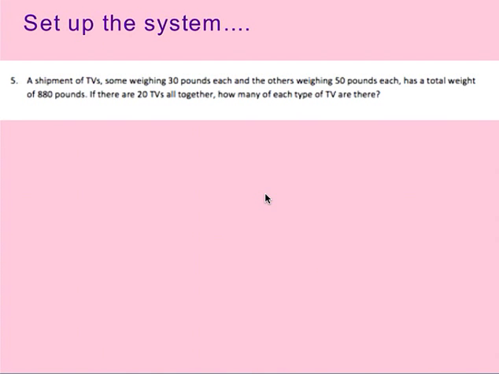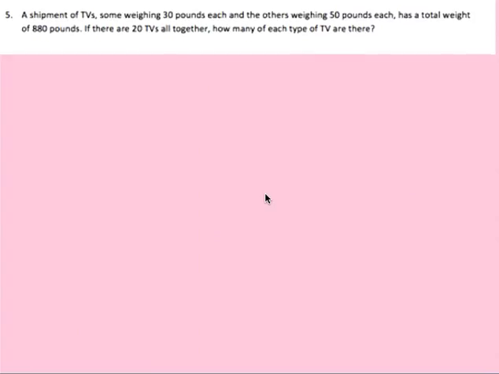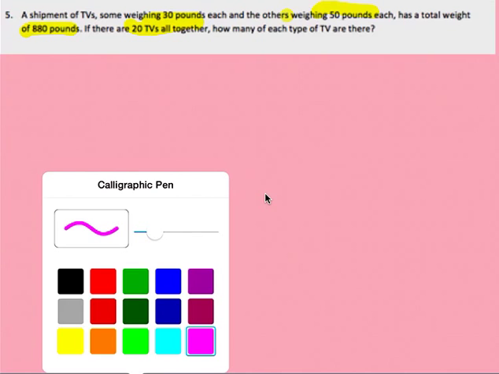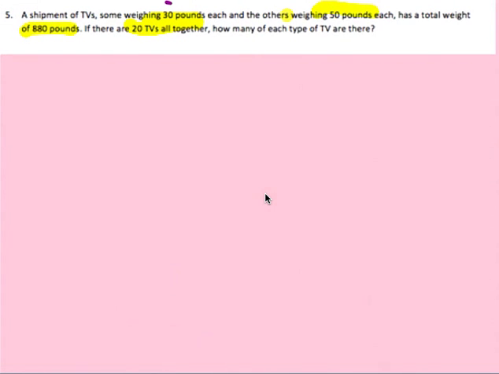Next, let's take a look at number 15. So for number 15, it says a shipment of TVs, some weighing 30 pounds each and the others weighing 50 pounds each. Okay, I have a total weight of 880 pounds, and there's 20 TVs altogether. So what I'm going to do is let X represent my 30-pound TVs and Y represent my 50-pound TVs. So together, they're going to be equal to 20 total TVs.